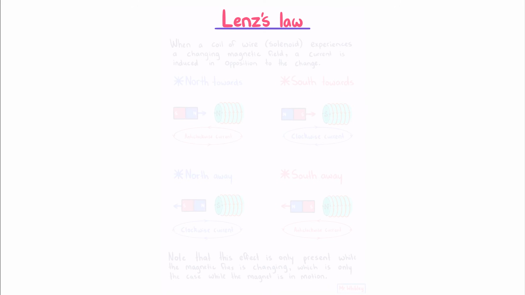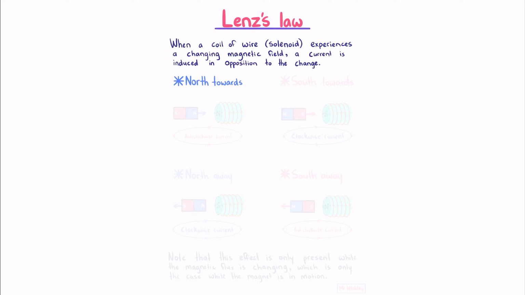Lenz's law. When a coil of wire, also called a solenoid, experiences a changing magnetic field, a current is induced in opposition to the change. And so if we move the north pole of a magnet towards a solenoid, the solenoid will experience an increasing magnetic field, which will induce a current within that solenoid.